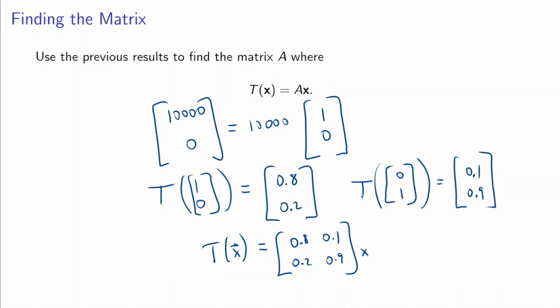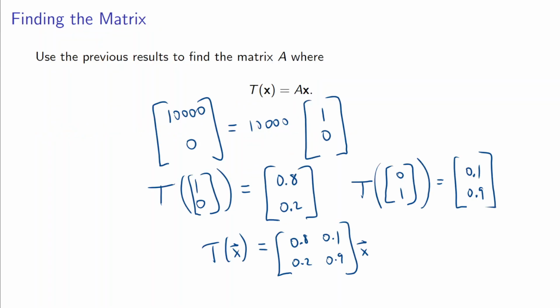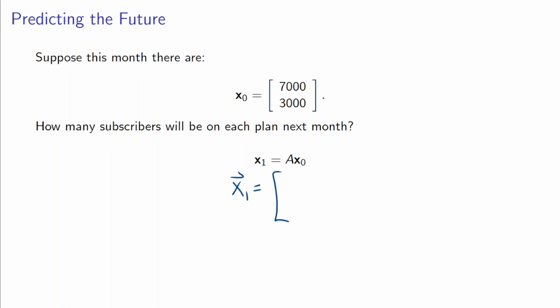And we take that and multiply it by the vector x. So suppose we had a different situation where we had 7,000 basic members and 3,000 premium members. What would happen after 1 month? So x1 would be A, that matrix we just found, with (0.8, 0.2) as the first column and (0.1, 0.9) as the second column, and we can multiply that by (7,000, 3,000).